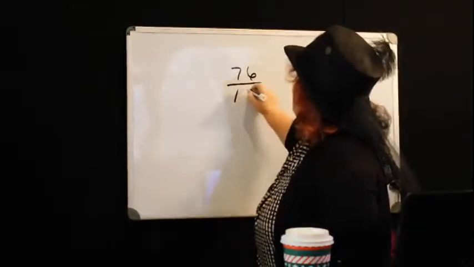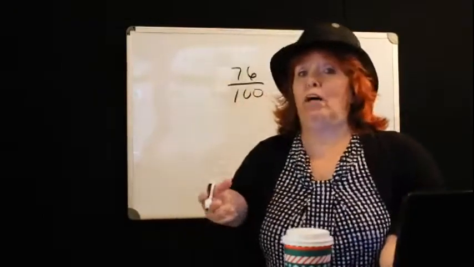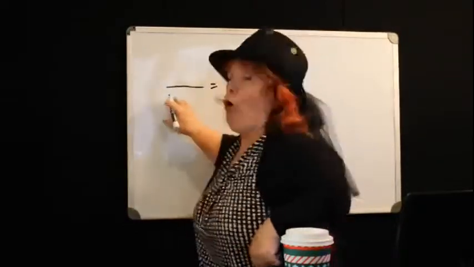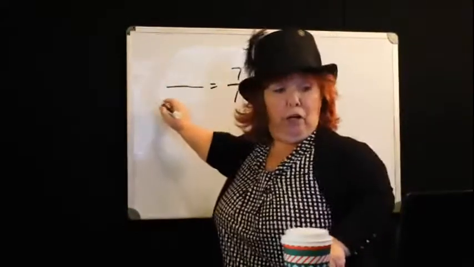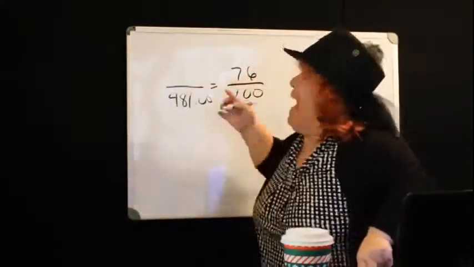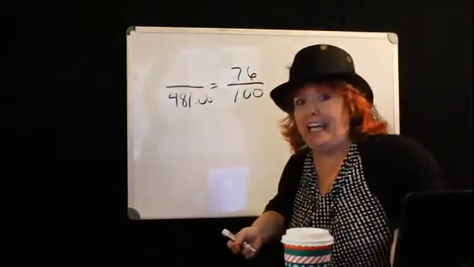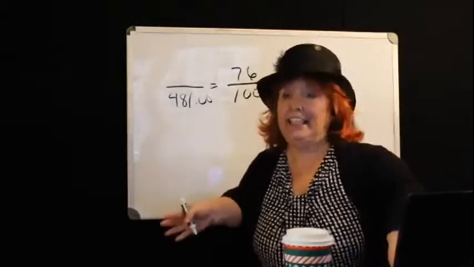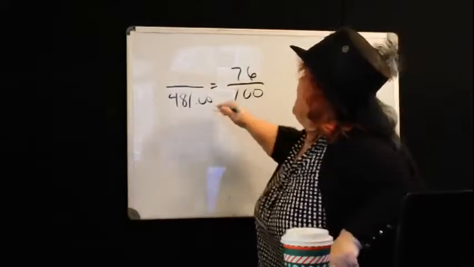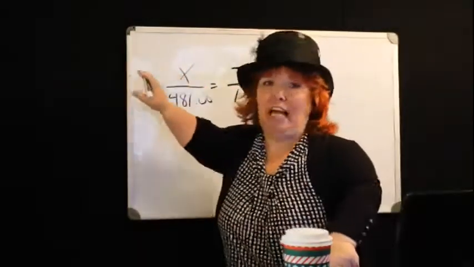So I can write 76 over 100. My bill is totaled $481. So I have the total amount, $481. So I need to know how much I need to pay in order to get that extension. So what information is missing? The information missing is how much I need to pay.